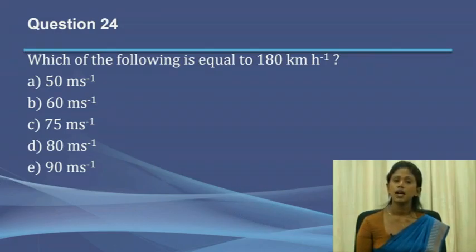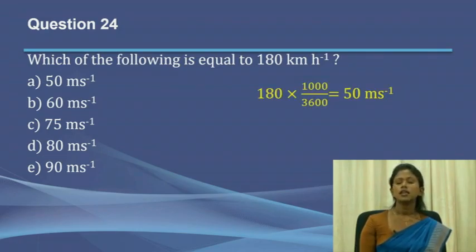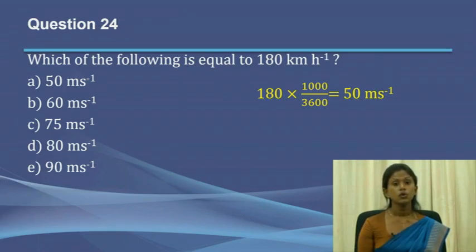Next we have come to question number 24, which is asking which of the following is equal to 180 kilometers per hour. Here we need to convert the units. Kilometers per hour is given and we have to convert it to meters per second. In this calculation, what are the things that we need to know? First you have to convert kilometers to meters, then hours to seconds.